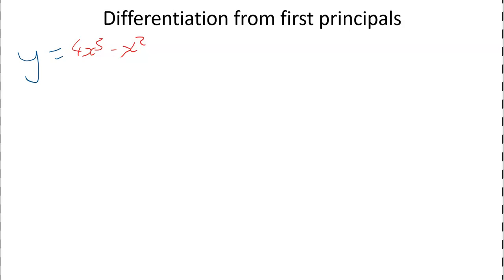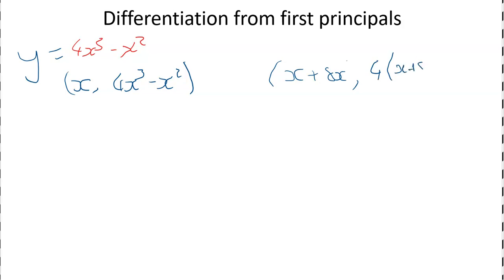So the first coordinate is going to be x and 4x cubed minus x squared. That's the first coordinate, the x value and the y value, but in terms of x. And the second coordinate is going to be x plus a tiny bit of x, and therefore we substitute this into this thing. So it's going to be 4 bracket x plus delta x cubed minus x plus delta x squared. Okay, I can't quite fit the bracket in there. So those are our two equations, two coordinates, sorry.